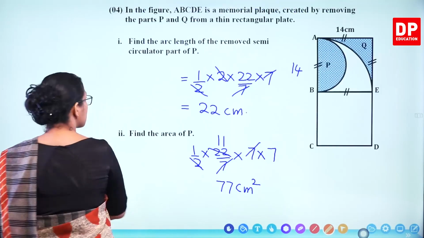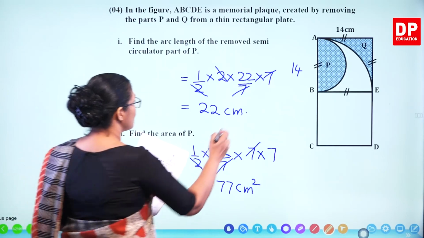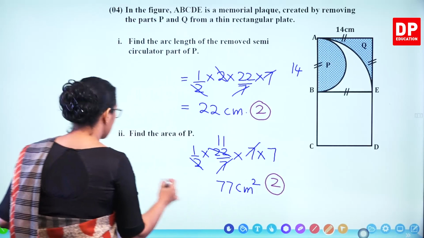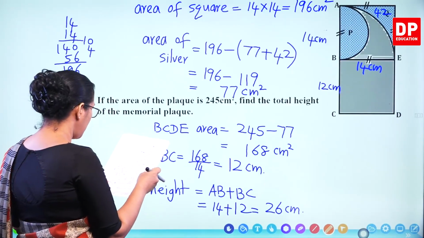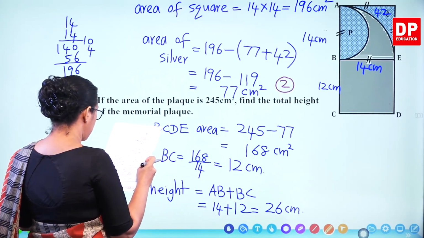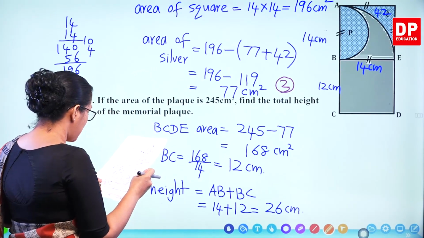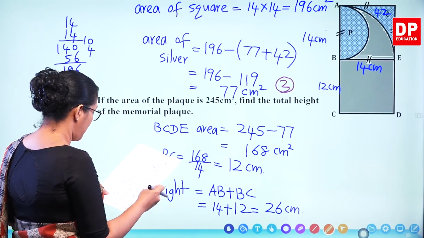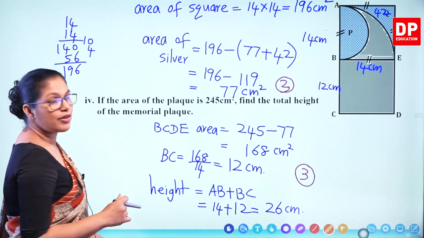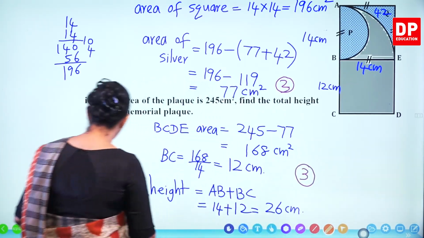So we'll look at the first part. 22, that's 2 marks. And 77, 2 marks, that's 4. Third part, subtracting and getting 77, 2 marks, that's 3 marks. You can get 3 marks, 7, and finally for this part, 3 marks. So 10 altogether. Now we'll look at the last question.